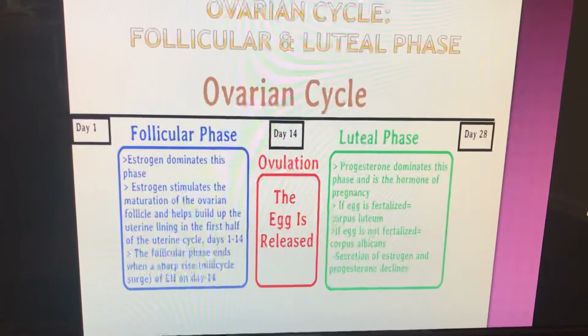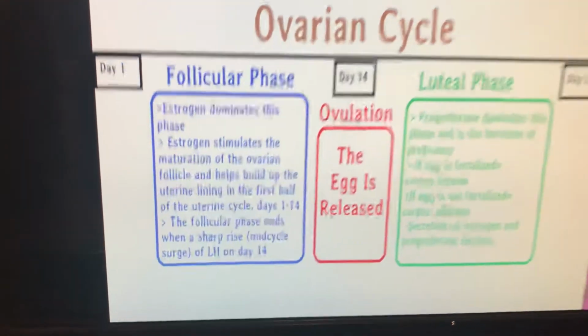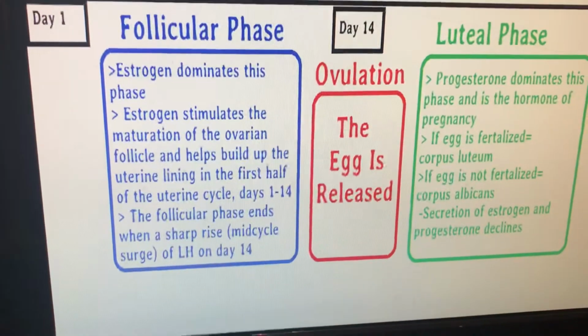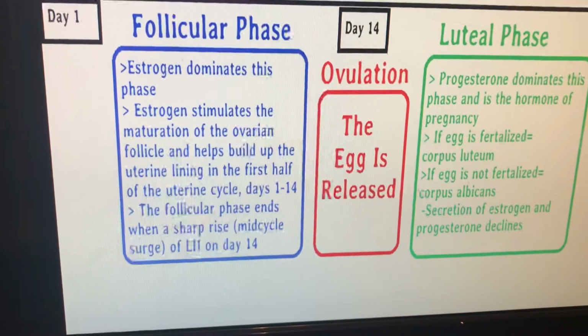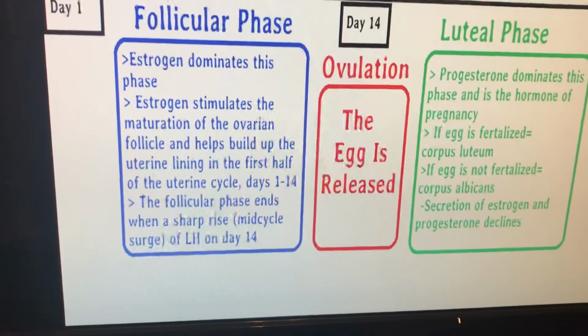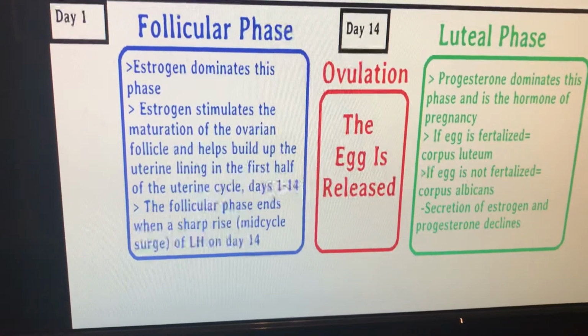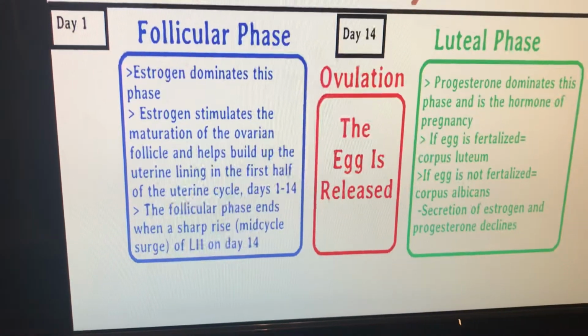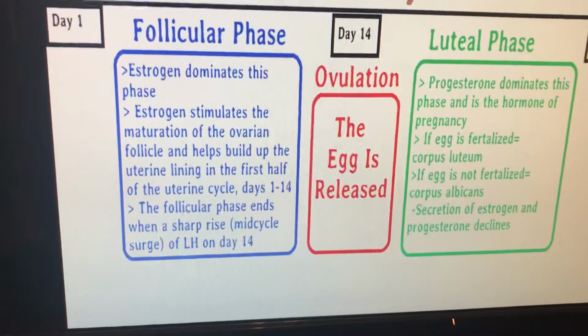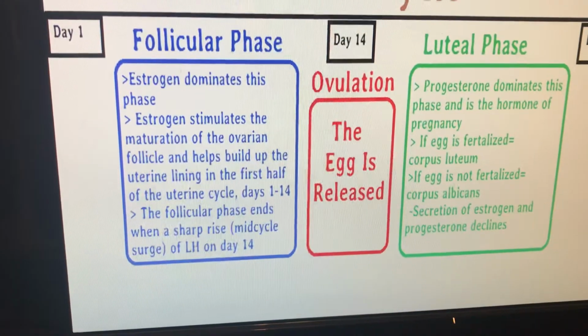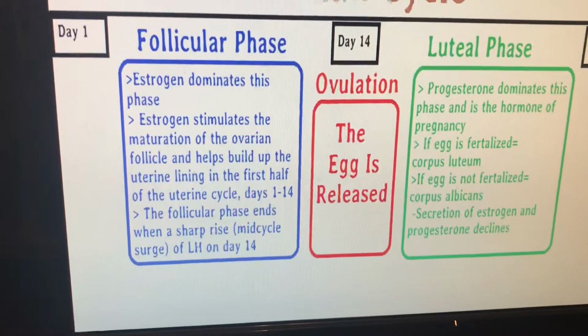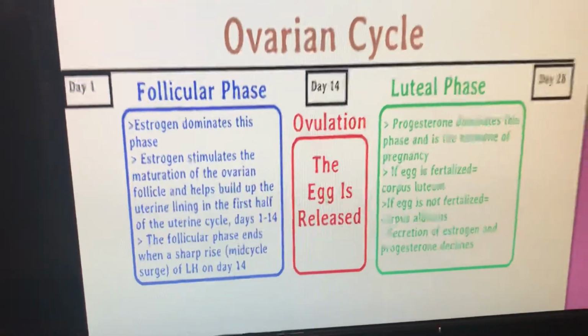So day 1 to day 14 is the follicular phase. So this is where estrogen dominates. Estrogen stimulates the maturation of the ovarian follicle and helps build up the uterine lining in the first half of the uterine cycle, which is days 1 to 14. And the follicular phase ends when a sharp rise, called a mid-cycle surge, of your LH occurs on day 14.